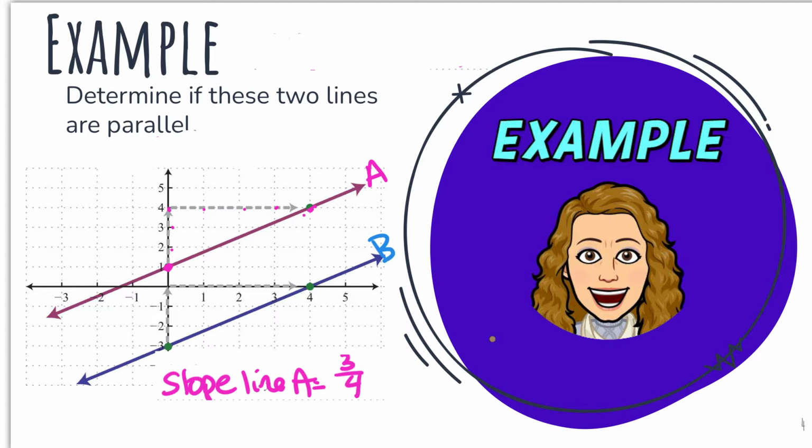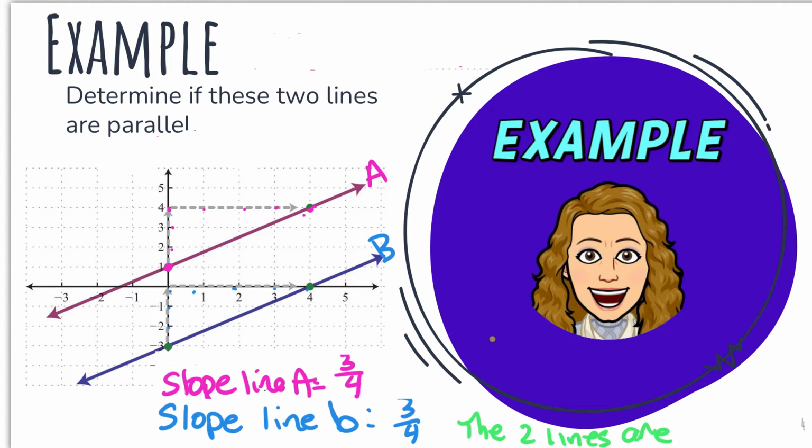We go up 1, 2, 3, over 1, 2, 3, 4. So the slope of line B is 3/4. And because their slopes are the same, they are congruent. So the two lines are parallel. You can draw the double lines to represent parallel because their slopes are the same.